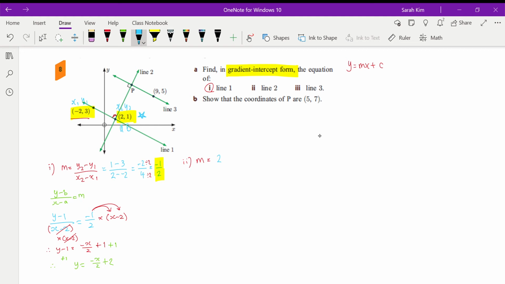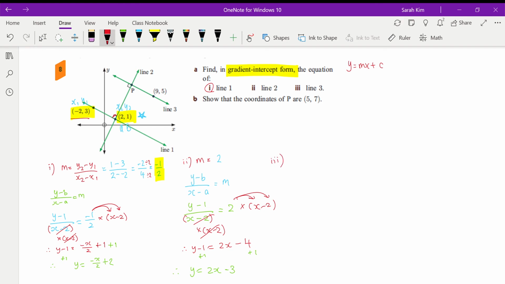So I go y take b over x take a is the m, that's the equation that I always use, and sub those values in. My b is 1, my a is 2, and my gradient is 2. Again, I have to times it by x take 2 to get rid of it from that side. That cancels out, so therefore y take 1 is 2x take 4. Last step, I just add 1 to get rid of that one. Therefore, y equals 2x take 3. Done.